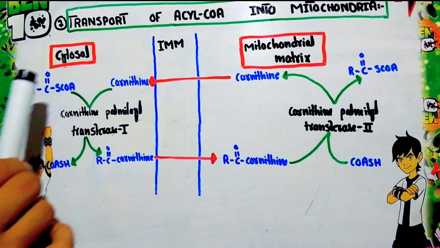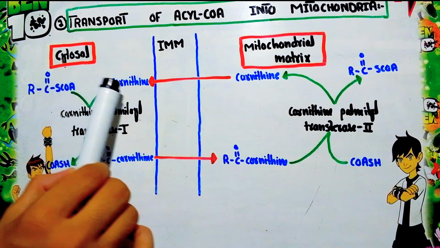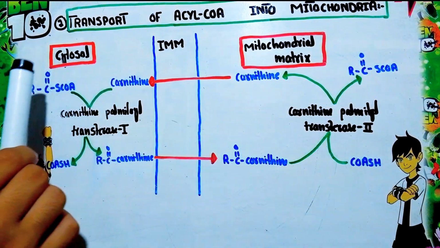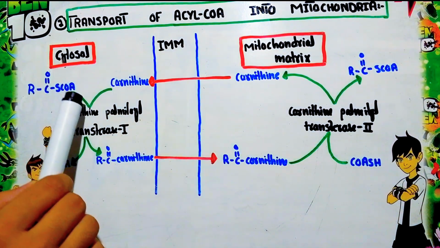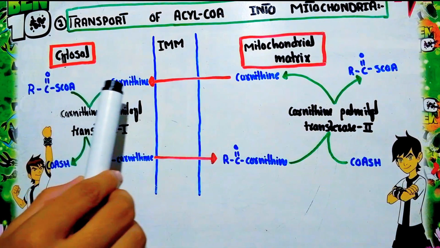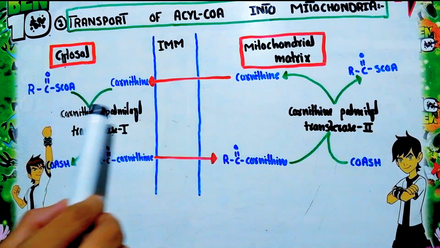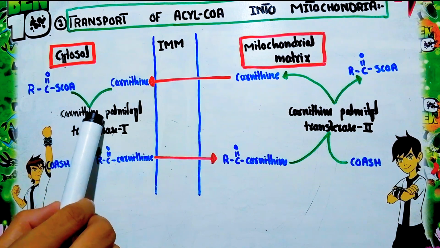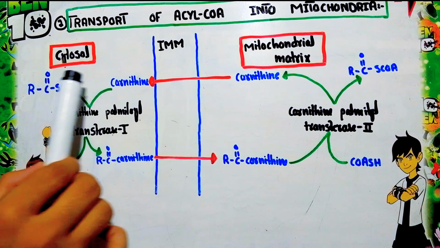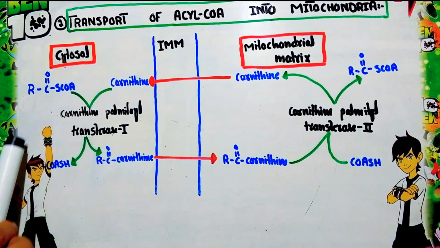In the first step, the acyl group of this acyl coenzyme A is transferred to the carnitine that is mainly present in the cytosol. When this carnitine accepts the acyl group, it is converted into acyl carnitine. The enzyme that is mainly present on the outer surface of the inner membrane is carnitine palmitoyl transferase 1. This enzyme removes the acyl group from the acyl coenzyme A and attaches it to the carnitine. As a result, we get the acyl carnitine, and one coenzyme A is released.